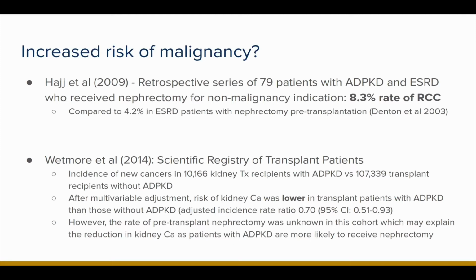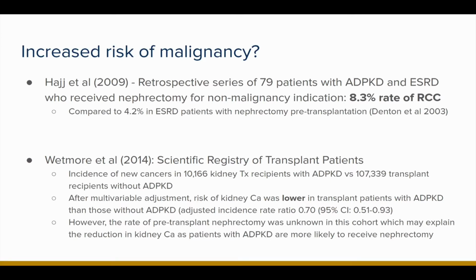in 2003, where they found that 4.2% of patients who had nephrectomy prior to transplant that also had end-stage renal disease, which they deemed as an appropriate comparator, had renal cell carcinoma, so it appears to be significantly higher. But it's difficult to draw conclusions from this particular study given the retrospective nature.